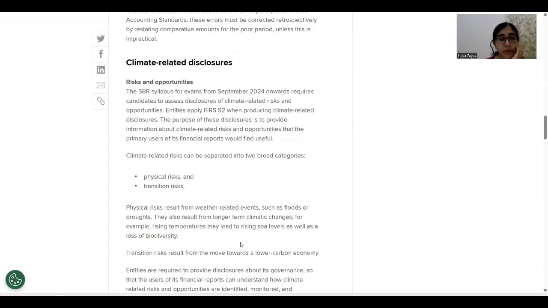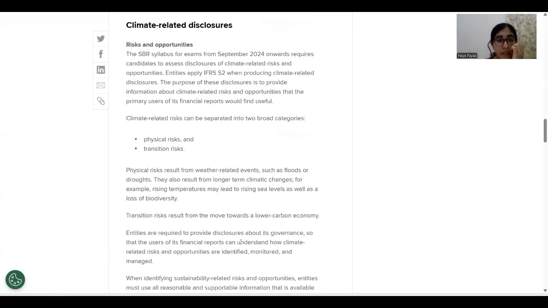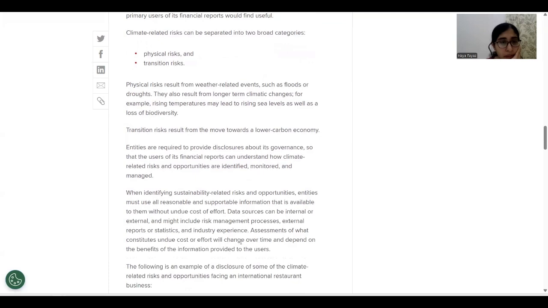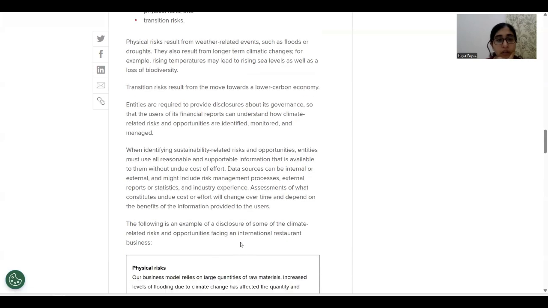So, climate-related disclosures, risks and opportunities. The SBR syllabus requires candidates to assess disclosures of climate-related risks and opportunities, and to apply IFRS S2 when producing climate-related disclosures. The purpose of these disclosures is to provide information about climate-related risks and opportunities. Physical risk and transition risk. Physical risk such as floods or droughts. They also result from longer-term calamity, for example rising temperatures may lead to rising sea levels as well as loss of biodiversity. And transition risks result from the move towards a lower carbon economy.